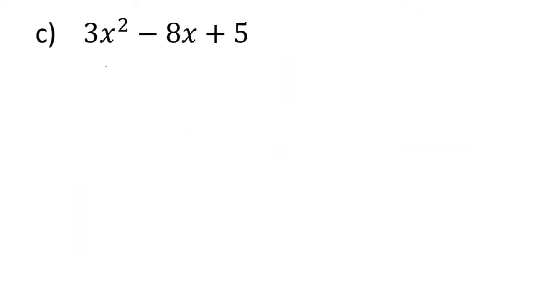Example C, the sum is minus 8 and the product is 5 times 3, so that's 15. So we need to think of all the numbers that multiply together to get 15. So we've got 15 and 1, we've 3 and 5.